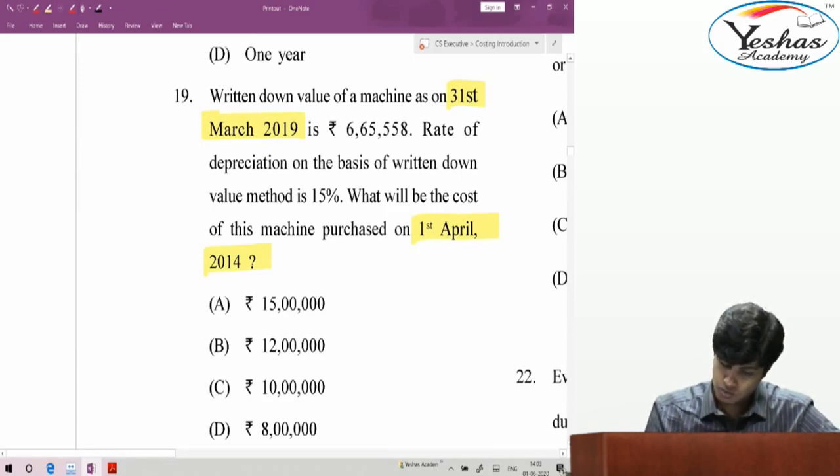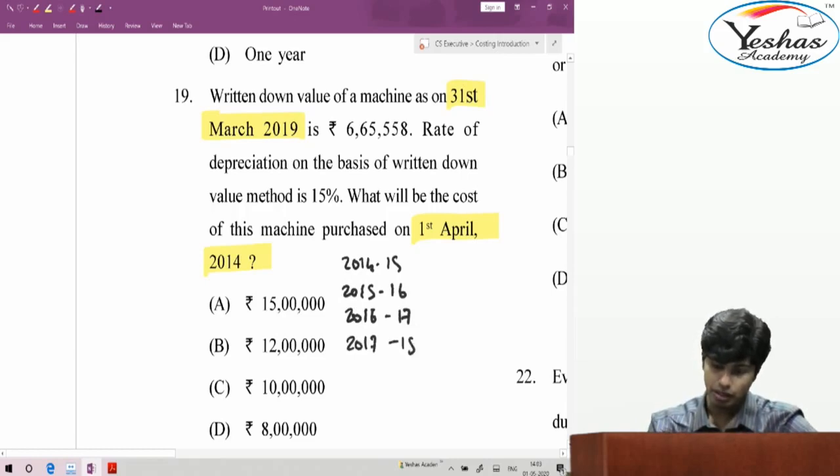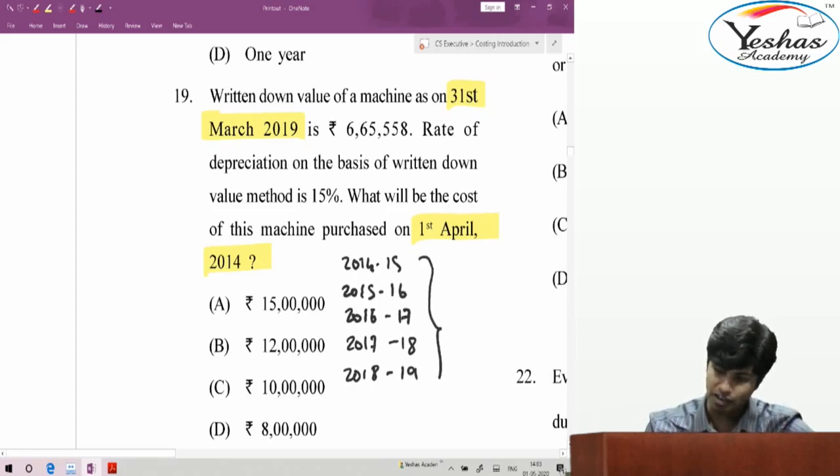So 2014-15, 2015-16, 2016-17 and 2017-18, 2018-19. 1, 2, 3, 4, 5. So I should basically go back by 5 years. Go back by 5 years.